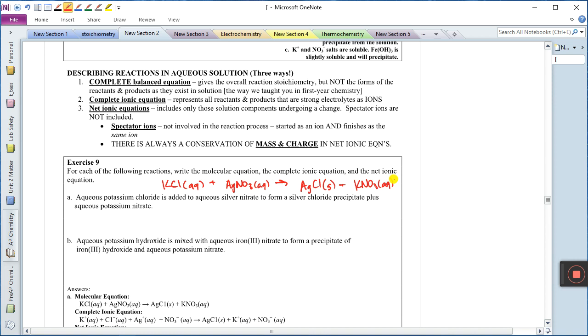Alright, now complete ionic, we literally just split everything apart that should be split apart. So, KCl, is this going to dissociate or not? Yes. So if it dissociates, we write K plus Cl minus. Plus, is AgNO3 going to dissociate?